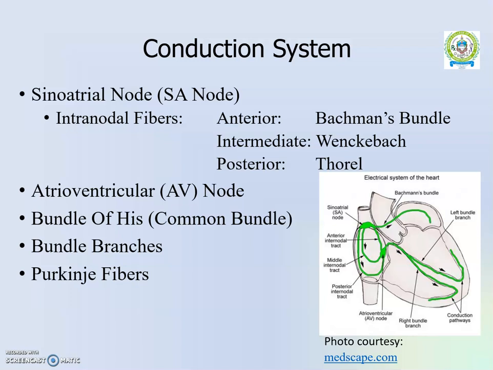The AV node passes on the impulse to the bundle of His. There is a slight slowdown at the AV node, and from the bundle of His, which is also called the common bundle, it divides into two parts called bundle branches, and from there the impulses reach the Purkinje fibers. The Purkinje fibers are the last destination from where the impulse causes the contraction or the relaxation of the heart muscles.